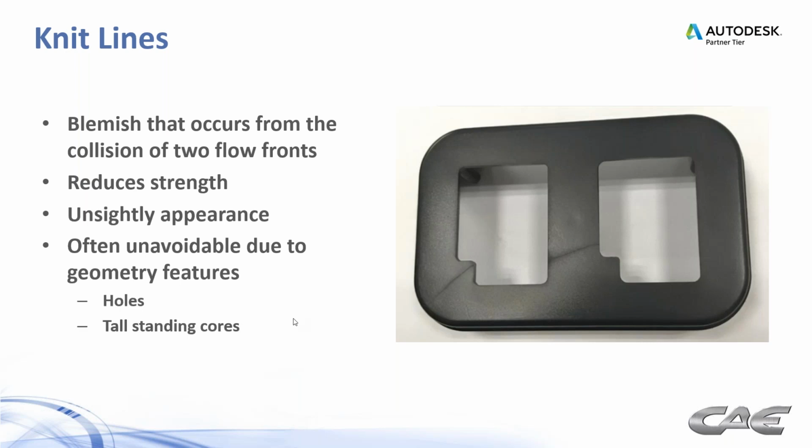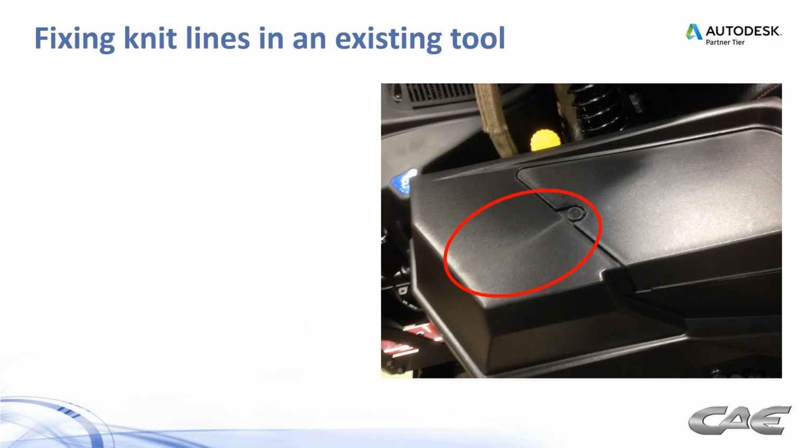This also occurs oftentimes on tall standing cores where maybe you gated at the bottom of the core. It flows around the core and then meets on the other side. So these tall standing cores can be a big issue too. So, you are going to be presented with cases where you have an existing tool and maybe you can fix it, but oftentimes you can't.